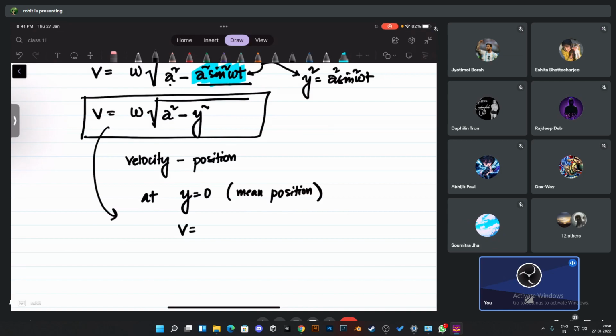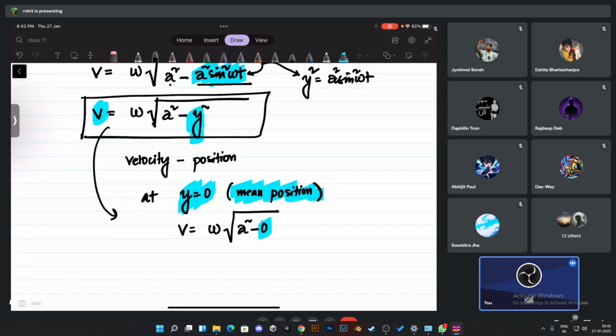Velocity will be equal to how much at this position? Omega root over a square minus 0. Do you understand, guys? All of you understood this one? This formula means: put the value of position, get the value of what? Velocity. I have put the value of position, which is my mean position, and I should be getting the value of velocity. I put y equal to 0 here.